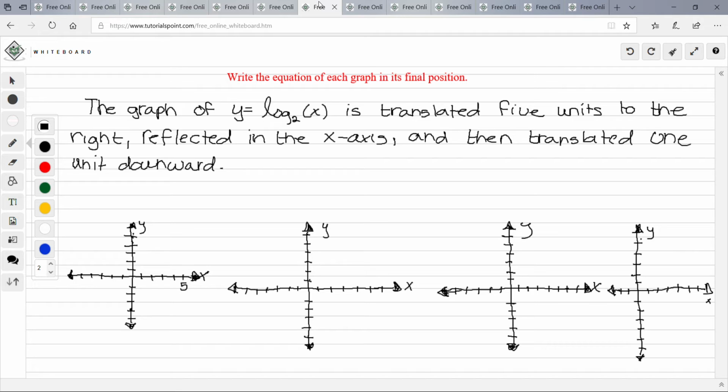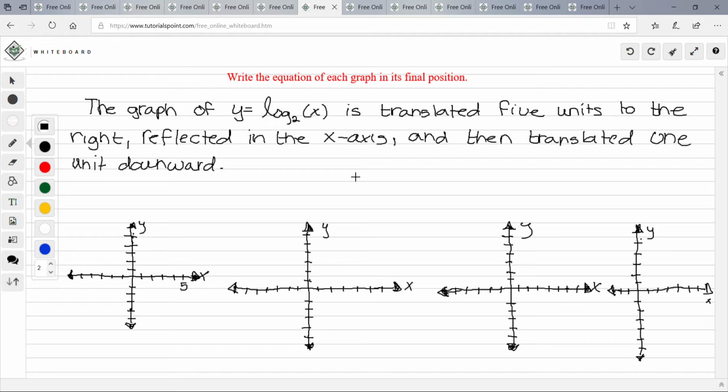It says write the equation of each graph in its final position. So let's see, the graph of y equals log base 2 of x is translated 5 units to the right, reflected in the x-axis, and then translated 1 unit downward. So I made some graphs because I'm going to do it step by step, and then I'm going to write what we know. First we've got to write the new graph. It says translated five units to the right.